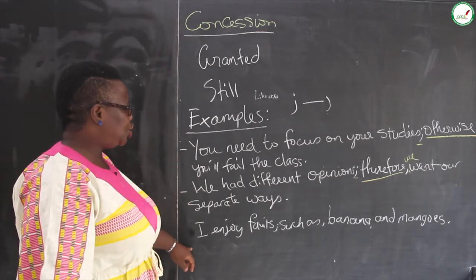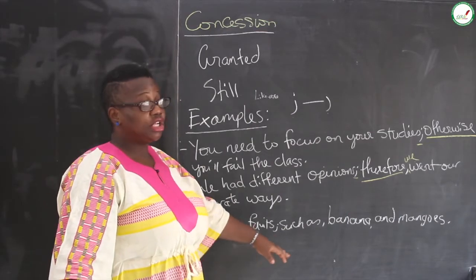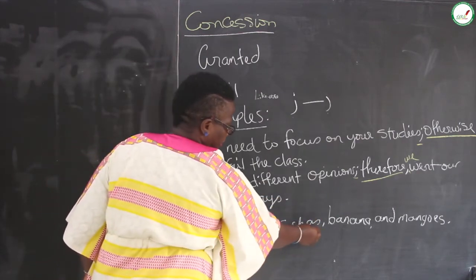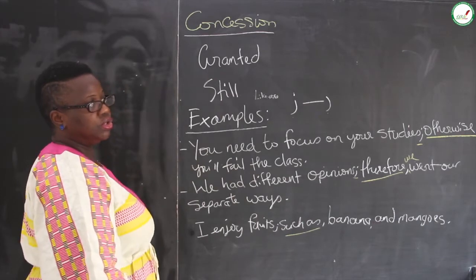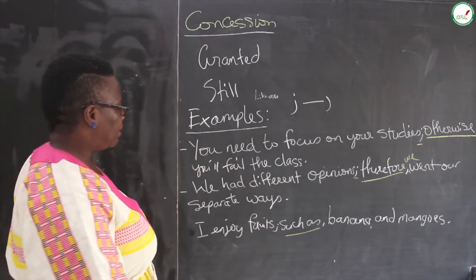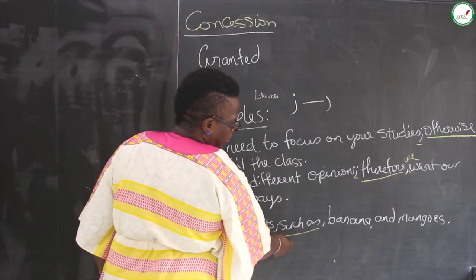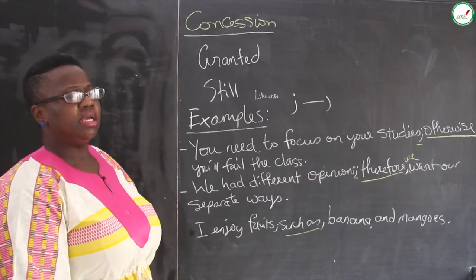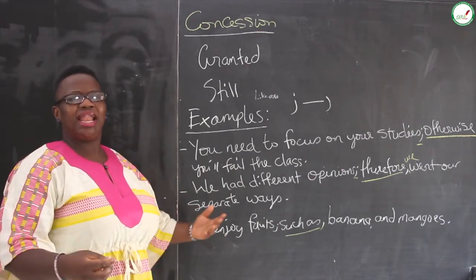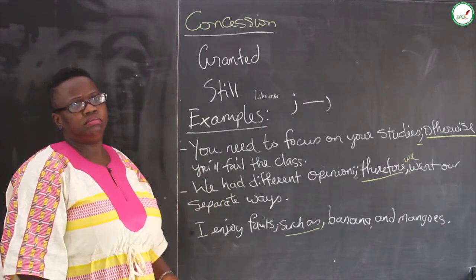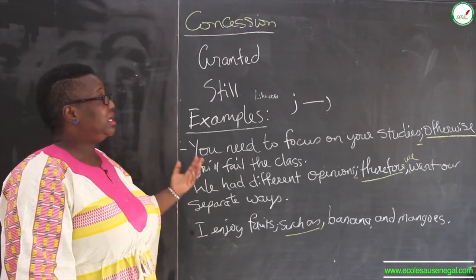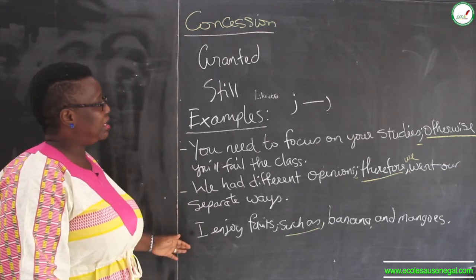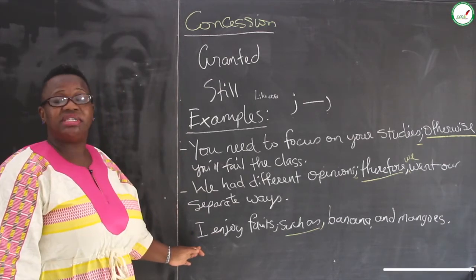And then, I enjoy fruits such as bananas and mangoes; such as, for example, to name a few, namely. There's a semicolon, the example, the comma, and then you name it. Likewise, Mary enjoys traveling; likewise, her mom, as well as her mom. These are some of the examples that you could use, or that you see are conjunctive adverbs.